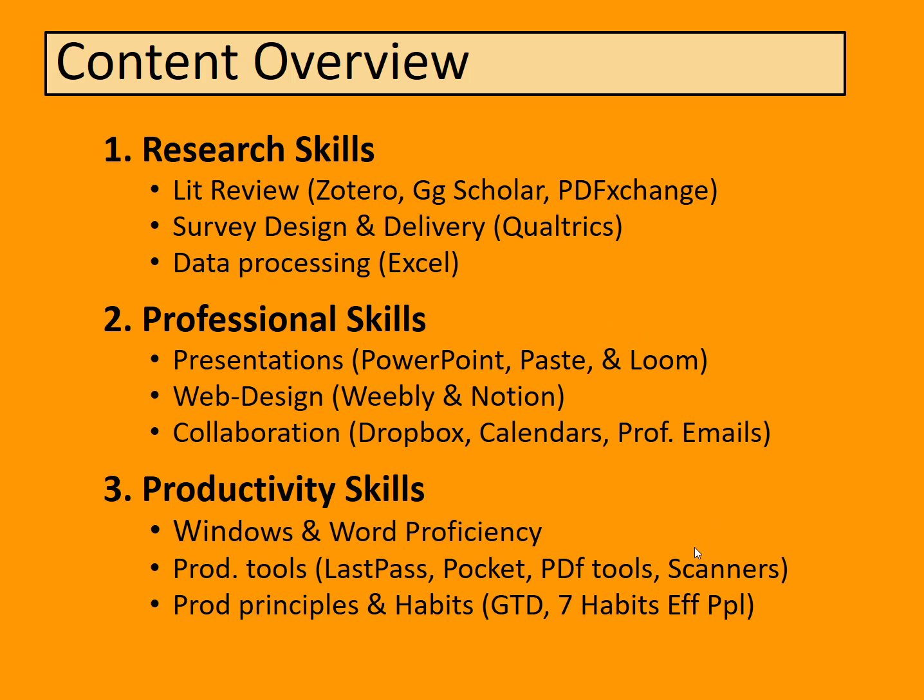Okay, the content overview would have three main areas: research skills, professional skills, and productivity skills. The research skills is conceptualized as the kinds of things that would make you more efficient and effective as a researcher. Some key tools there. Professional skills is roughly capturing the kinds of things that would be useful in whatever kind of managerial or office position people might find themselves winding up in.